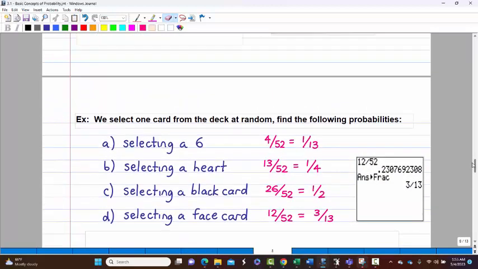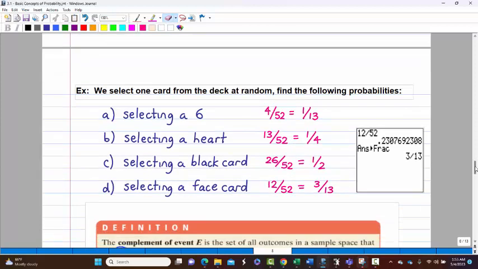So we just want to be able to answer probability questions on here. We select one card from the deck at random. Find the following probabilities. Probability you select a 6. So notice one thing off the bat. Your sample space is 52 for every one of these. So it's going to be something out of 52. And the fraction, of course, may reduce, but it starts out as something over 52.